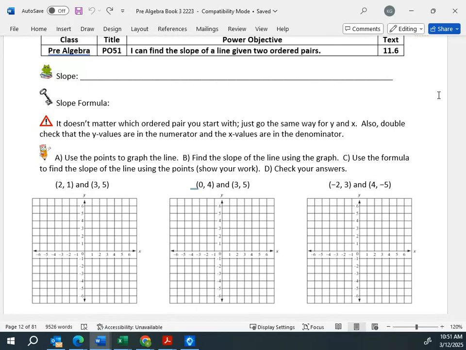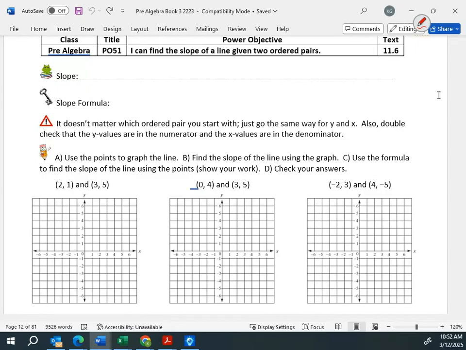So instead of doing the counting on the graph, how many up or down, how many to the right, this time we're going to use a formula. So we're going to see how we can find that slope when we can't even see the line to count it out. So first let's remind ourselves, what is a slope? What does slope mean, Christina?